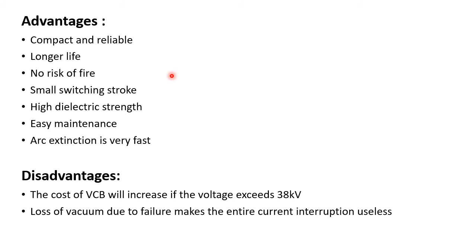Advantages: it is compatible, reliable, longer life, low risk of fire, small switching stroke, it has high dielectric strength, easy maintenance, arc extinction is very fast. Cost of VCB will increase if the voltage exceeds around 33 kV. The loss of vacuum can render the entire current interruption useless.